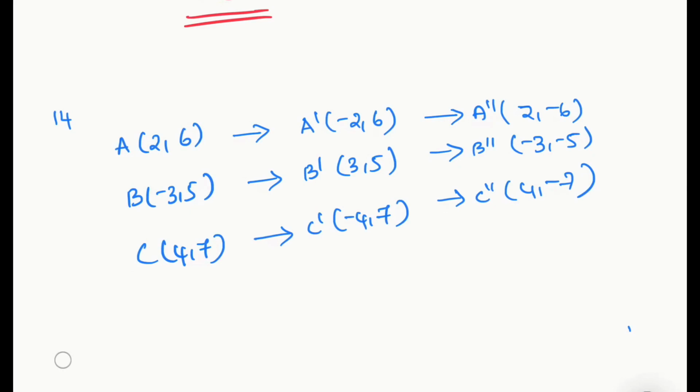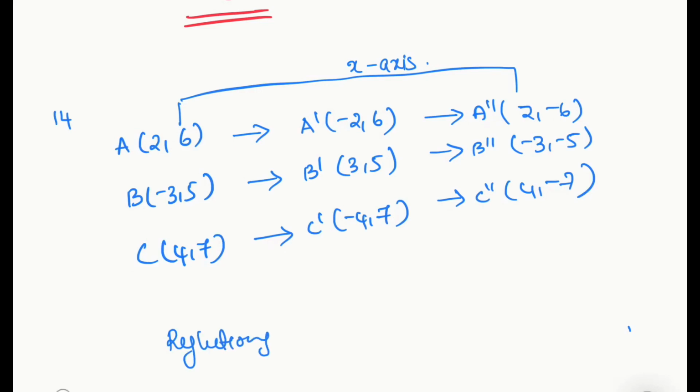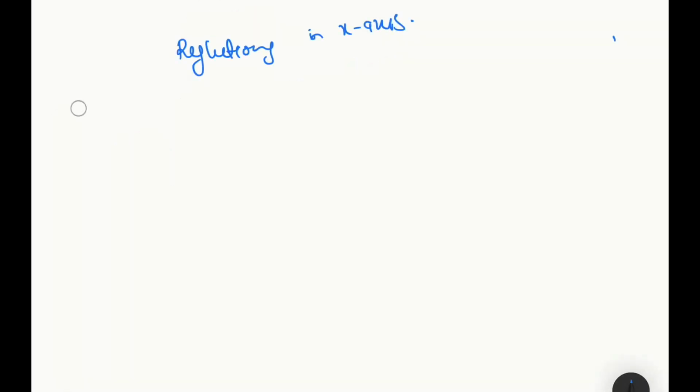Write down the coordinates of A double dash, B double dash and C double dash. We have already written that. Write down a single transformation from ABC to A double dash, B double dash, C double dash. So what is that? Here the y-coordinate changes. So the transformation has happened in which axis? X-axis. So reflection in x-axis is the single transformation. In a similar way you can do the other questions.